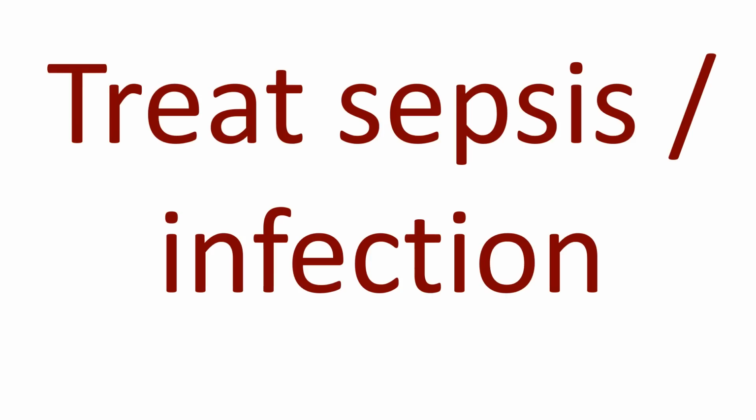Now, regardless of the cause of acute kidney injury, the condition will be exacerbated by infection, especially if there's sepsis. So we need to carry on our routine clinical observations, observing for the presence of sepsis, and if it's there, treating it appropriately. And that will treat the sepsis and also improve the prognosis of the acute kidney injury.